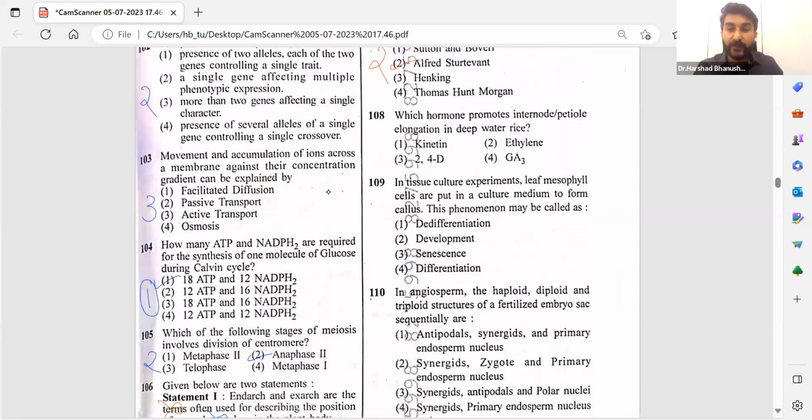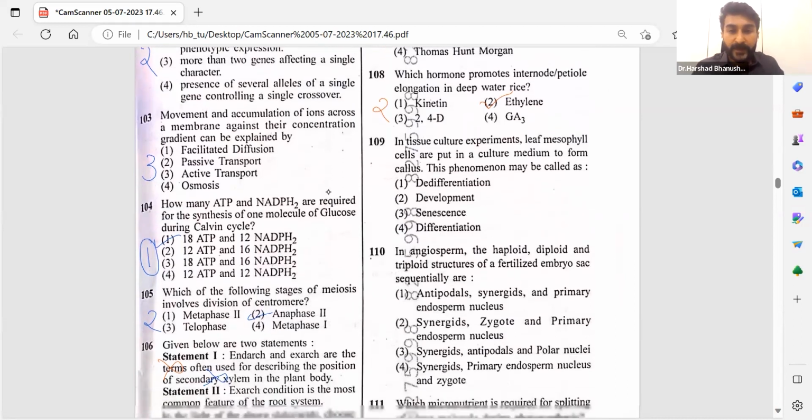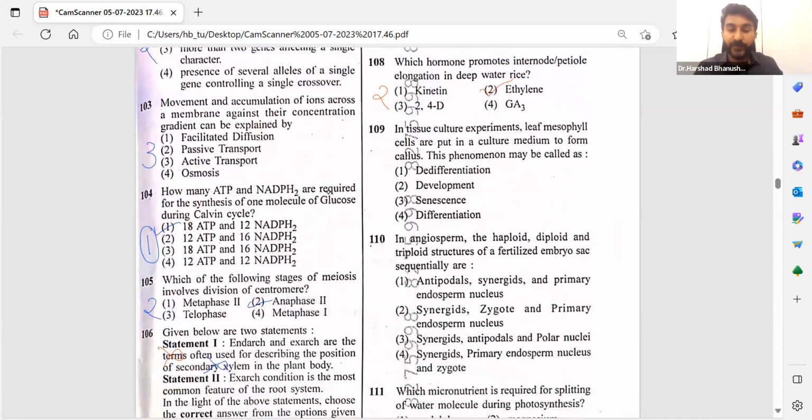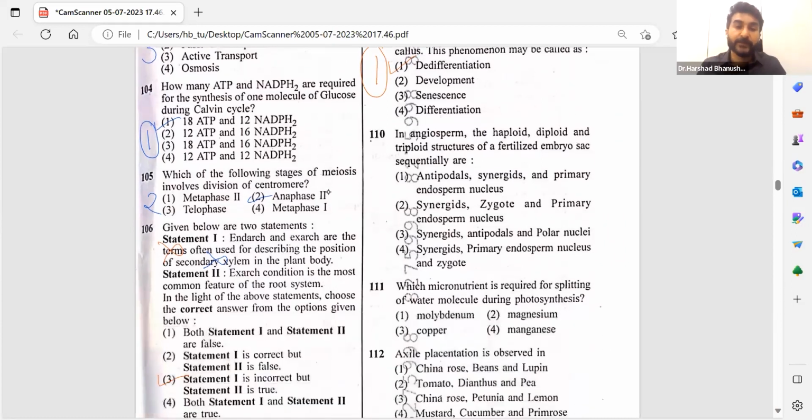Which hormone initiates internodal elongation in deep water rice plant? Ethylene has the feature to keep the deep water rice plants above the water level by causing internodal elongation. In a tissue culture experiment, leaf mesophyll cells are put in culture medium to form a callus. What is this? Now, mesophyll is permanent tissue. If it is becoming callus, which is undifferentiated, that means it is a process of de-differentiation, which is the reverse of differentiation. So the answer would be de-differentiation, option number one.